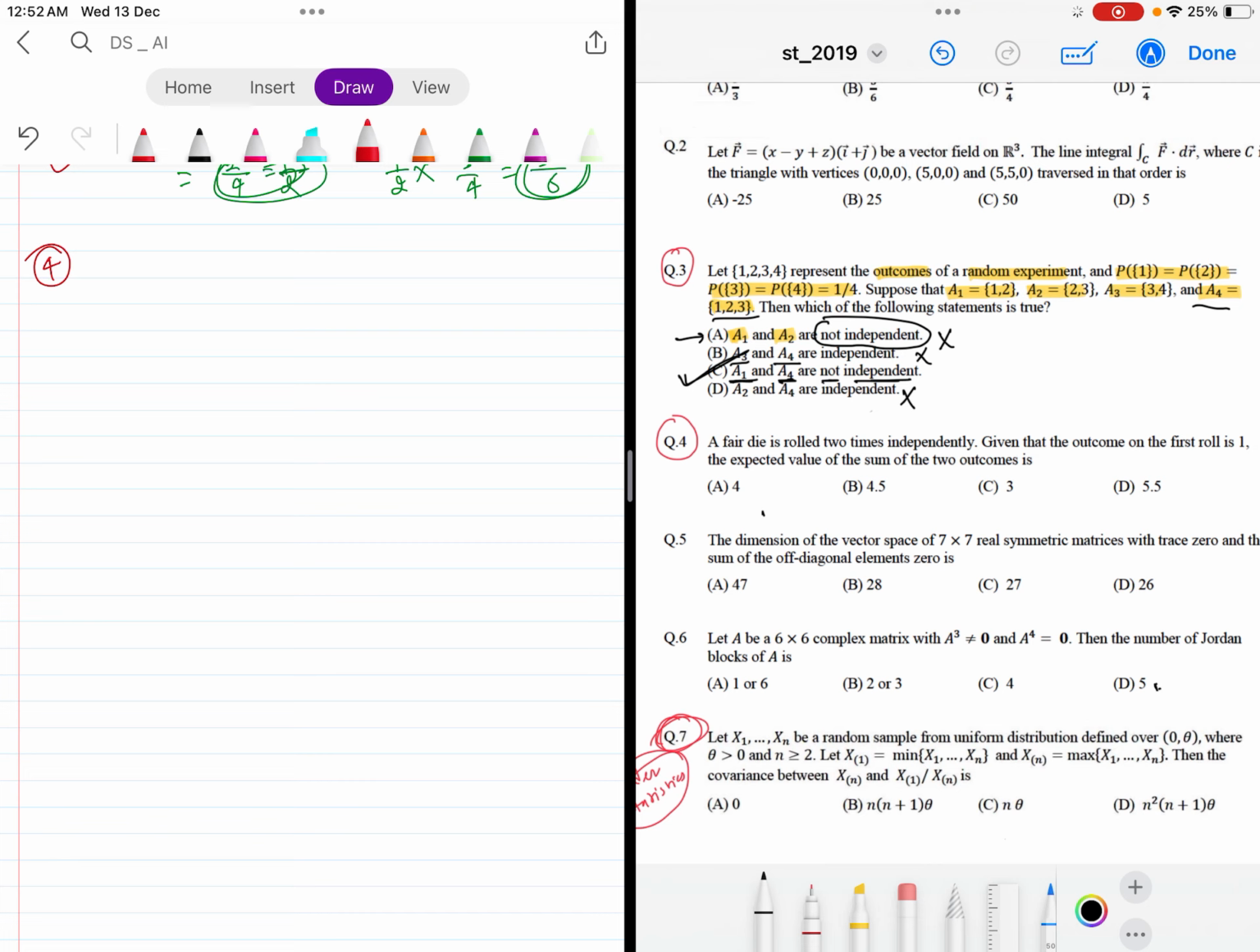So in question number 4, what we have been asked is that a fair dice is rolled 2 times independently, given that the outcome of the first roll is a 1. So we have given that the outcome of the first roll is 1. The expected value of the sum of the 2 outcomes is, the expected value of the sum of 2 outcomes.